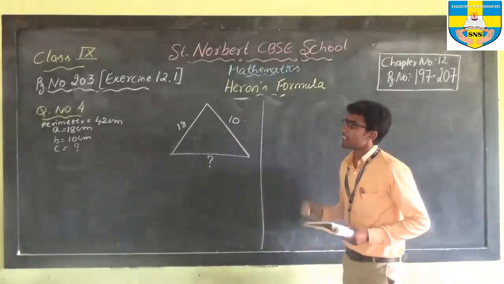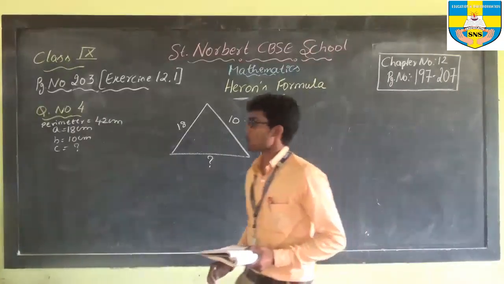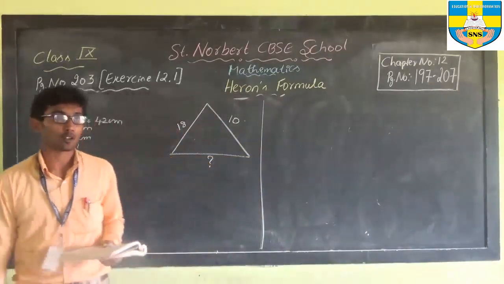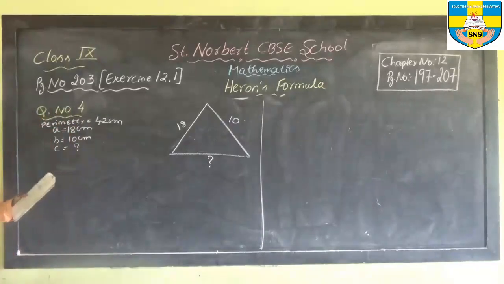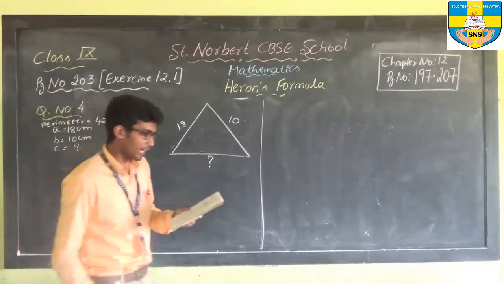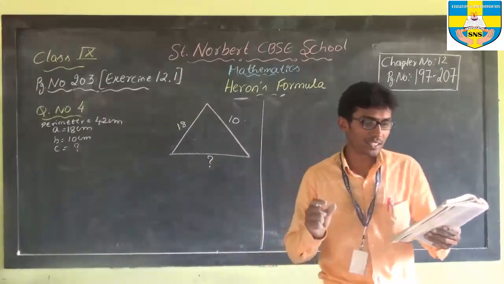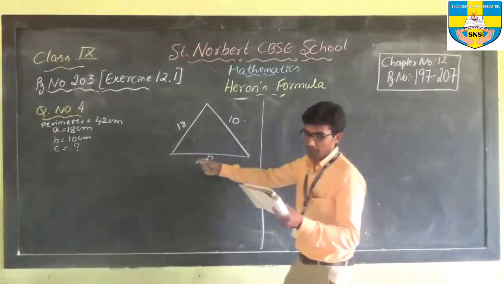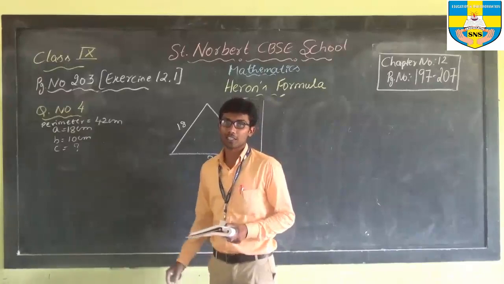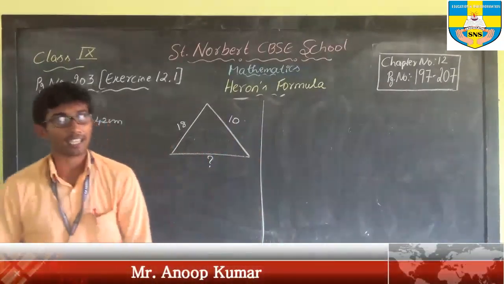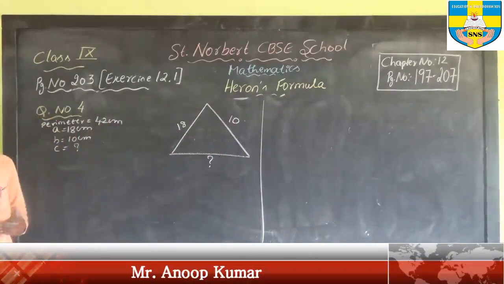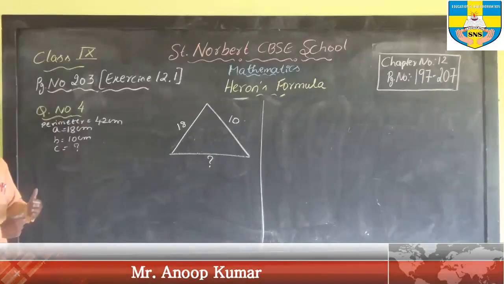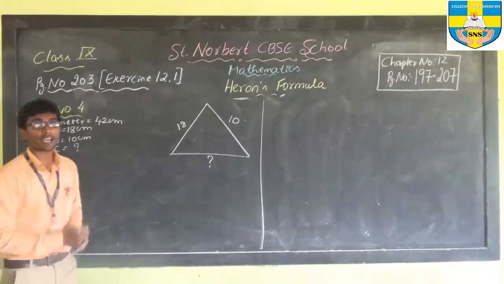Now we are in question number 4 of exercise 12.1. We are doing the problems on Heron's formula. When you read this question, find the area of a triangle if two sides are given as 18 centimeter and 10 centimeter, and the perimeter is given as 42 centimeter. How are we going to calculate the area? If you know all three sides, you can go for the semi-perimeter calculation, and then we have Heron's formula.